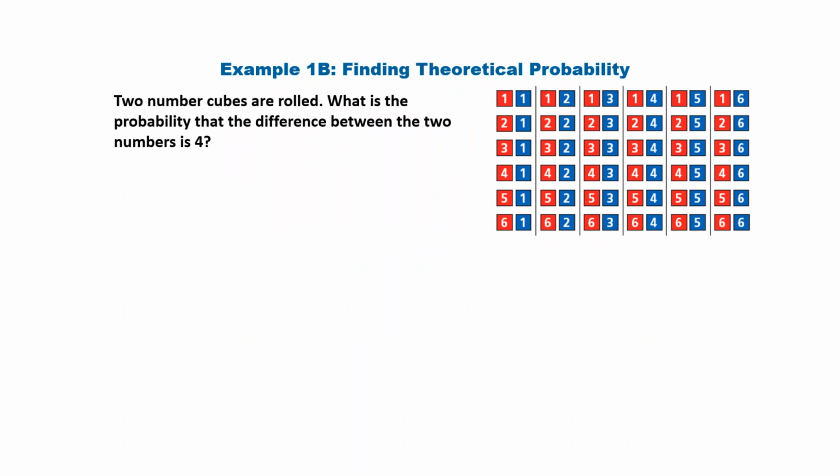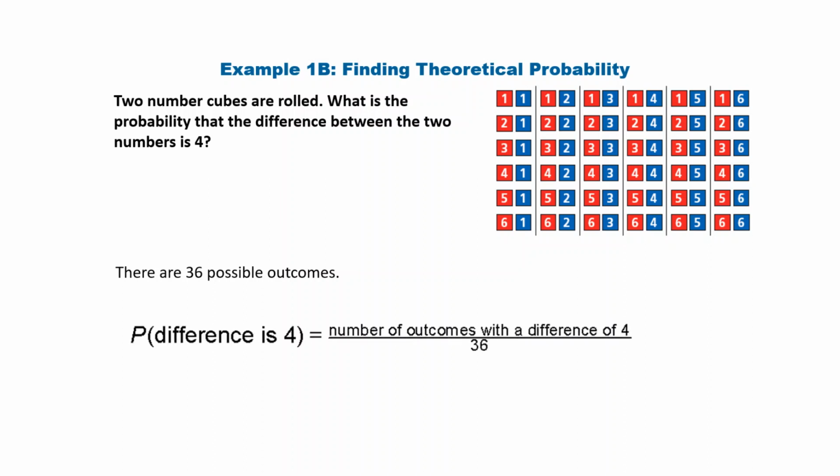Okay, here's another example. 2 number cubes are rolled. What is the probability that the difference between the 2 numbers is 4? All right, so notice if I have 2 number cubes being rolled, here's all the different possibilities that could happen. I could roll a 1, 1. I could roll a 1, 2, 1, 3, 1, 4, or a 2, 1, 2, 2, 2, 3, and so on. All right, so that's all of the possible outcomes. There's 36 of them in all, so 6 across and 6 down.